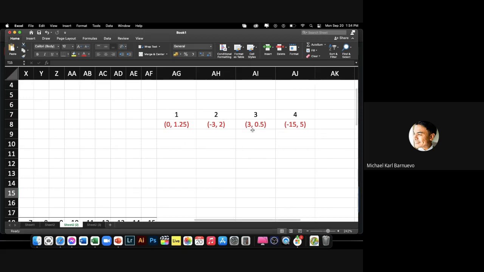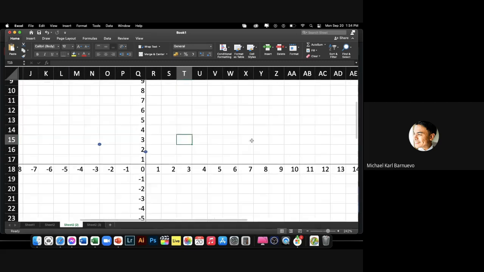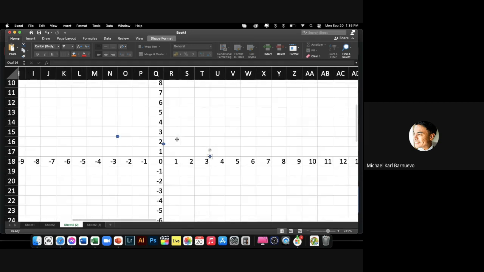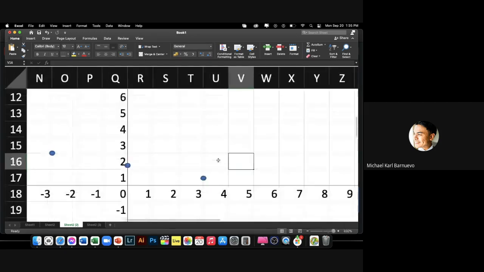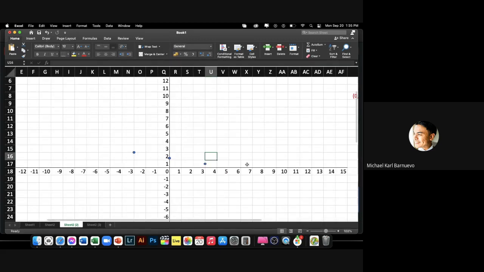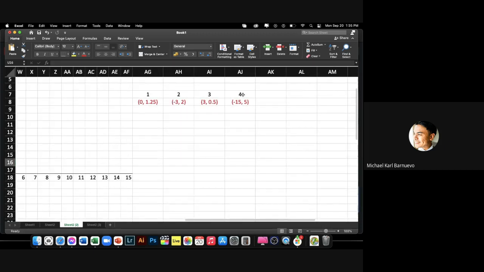X is positive 3 while y is 0.5. So saang quadrant kaya to? Dito siya sa first quadrant. Yan. So copy natin yan. X is 3, y is 0.5. Ayan, lagay natin here. Is it 0.5? May gitna natin ng konti. Alright. So we have now 3 dots and let's plot the last one.